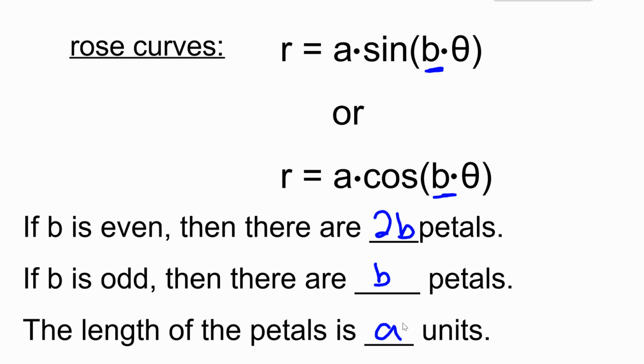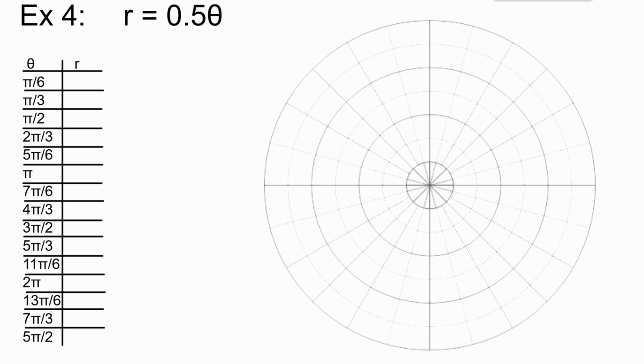All right, so to finish it out, we've got one more. And it looks something like this. There's no sine, there's no cosine. It's just r equals some number times theta. And this always has to be in radians. So if you use your calculator to make a table and you put it in degrees, you're going to be way off. So we've got to change that to radians.